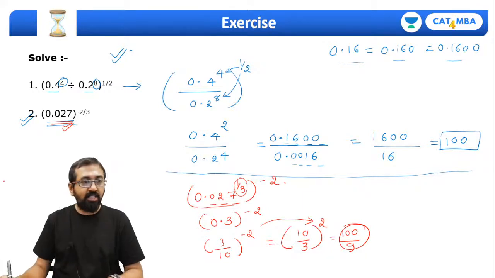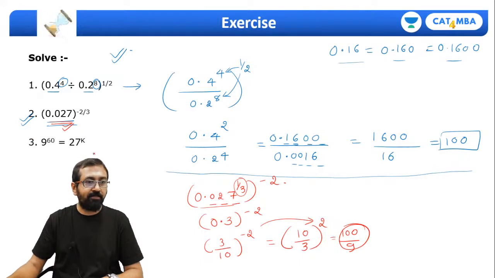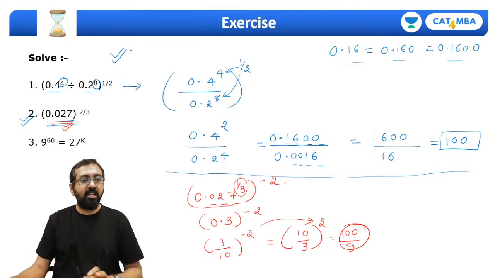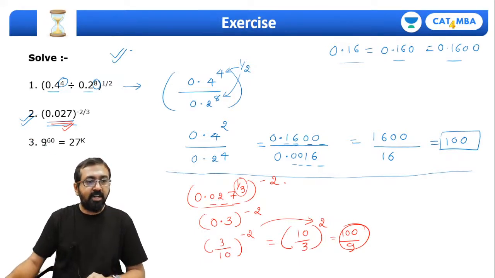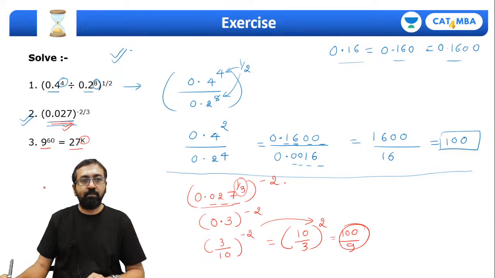Okay, right, so we have 5 more minutes. Let's quickly finish a couple more questions, so that your understanding is consolidated. Now, 9 raised to 60 is equal to 27 raised to k, and you need to find the value of k. That's the question. It's not mentioned over here, but it's understood that you need to find the value of k.